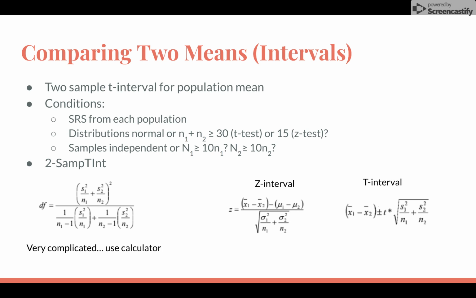And then for the t-distribution, they need degrees of freedom, for which the calculator output or the smallest sample size minus 1 is used. It's pretty complicated, so usually we just use the calculator.